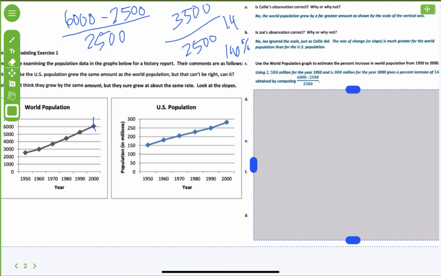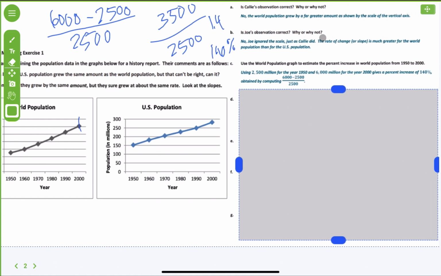So using 2,500 million for the year 1950 and 6,000 million for the year 2000 gives a percentage increase of 140%. And that's obtained by doing exactly what we just did there.